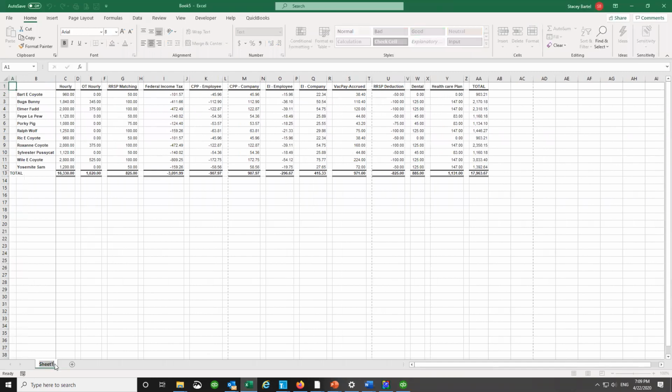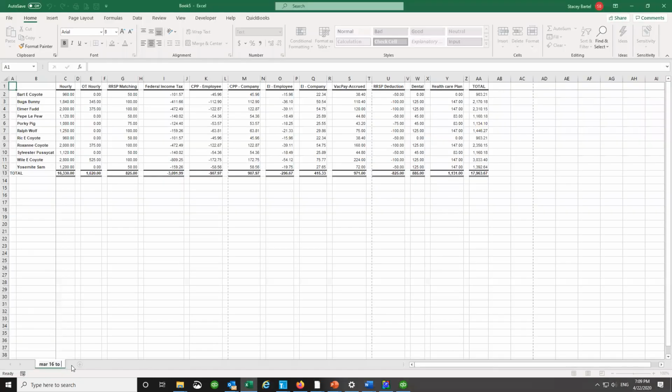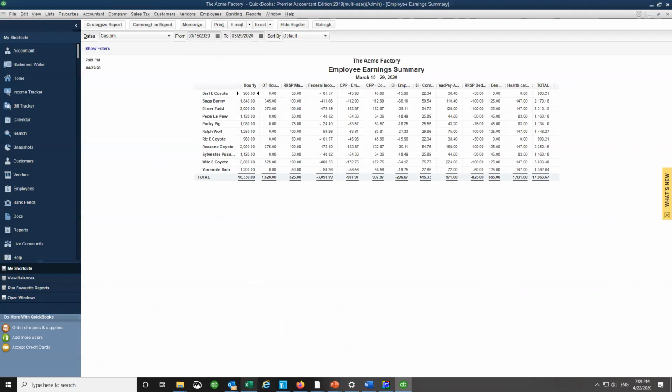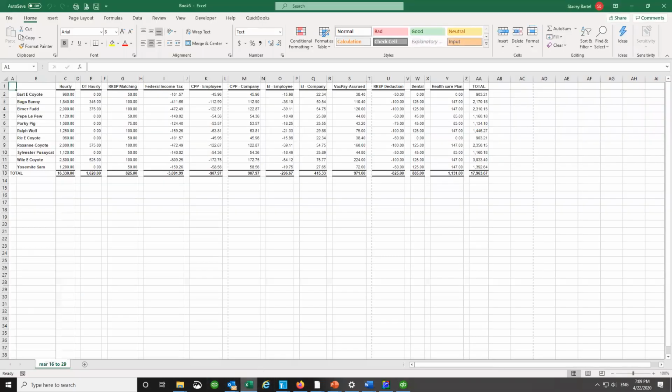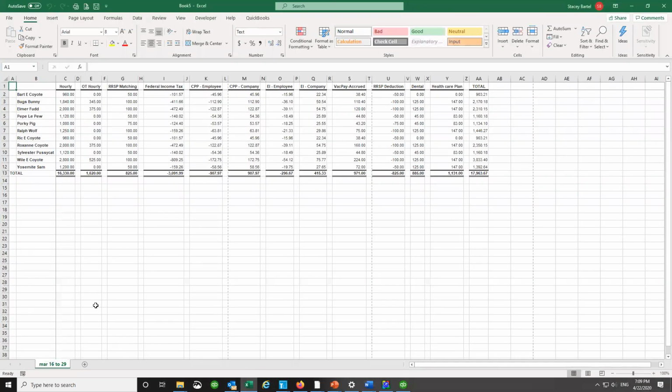So I'm going to rename this worksheet, and I'm going to call this March 16th to, what was the payroll period on here? To the 29th. Okay. Now we have that. I like keeping everything, I believe in making sure that we have all of the information that we need everywhere.